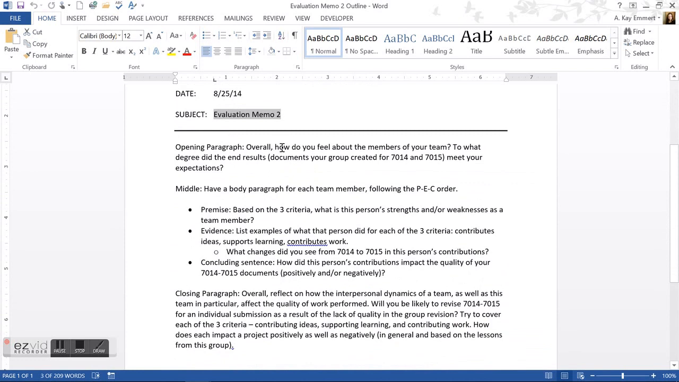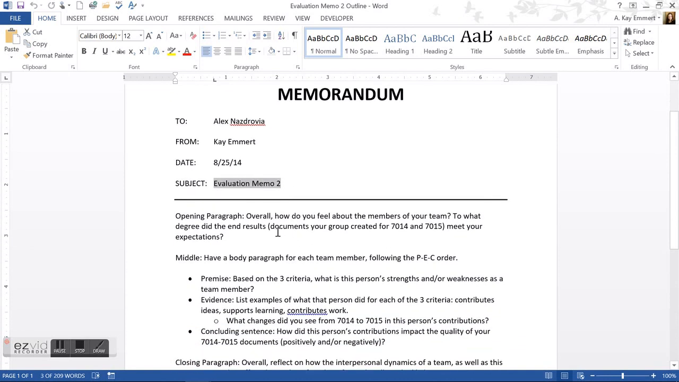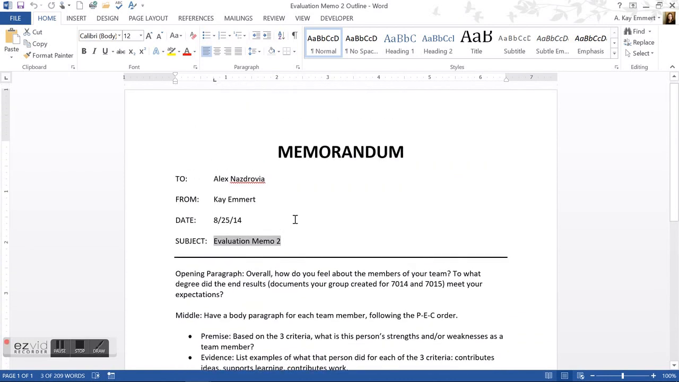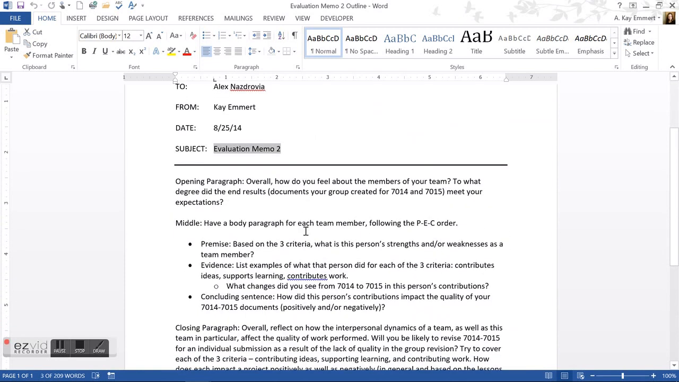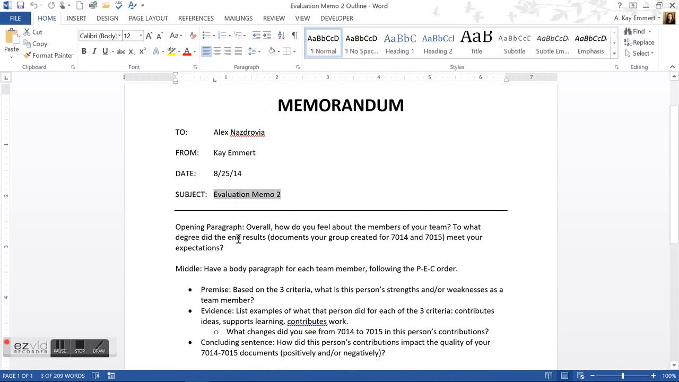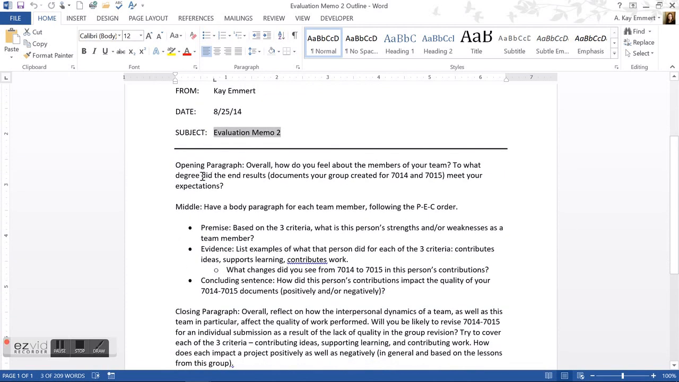Okay, so a lot of this is very similar to what you've already done. The criteria of what you are evaluating is the same. So have an opening, a middle, and a closing, but the key difference between this memo and the previous one is its purpose. The purpose of evaluation memo 1 was to think about under what circumstances you would be willing to work with each individual again. And so it was kind of getting you to brainstorm ways to improve the group's dynamics going into 7015. Well, we are now done with 7015, so this evaluation memo cannot have the same purpose.